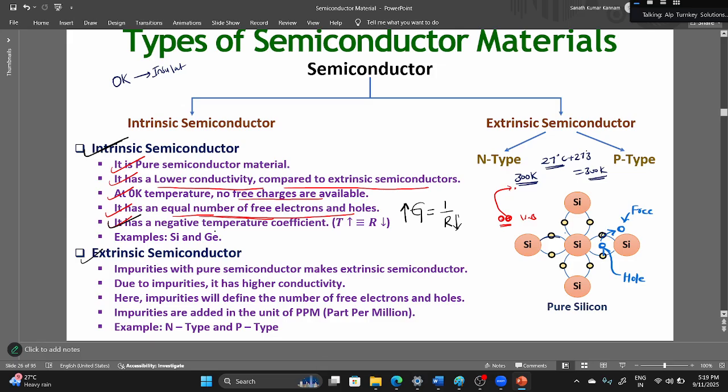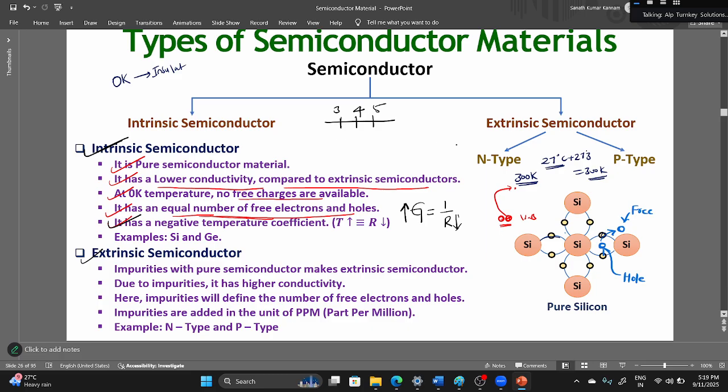Now, extrinsic semiconductor. Extrinsic semiconductor is nothing but what? Like last class I told you, the semiconductor has group four elements, and you have group five elements and group three elements in the periodic table. If you add some impurities, that is nothing but doping. Doping is nothing but adding impurities to the pure semiconductor.